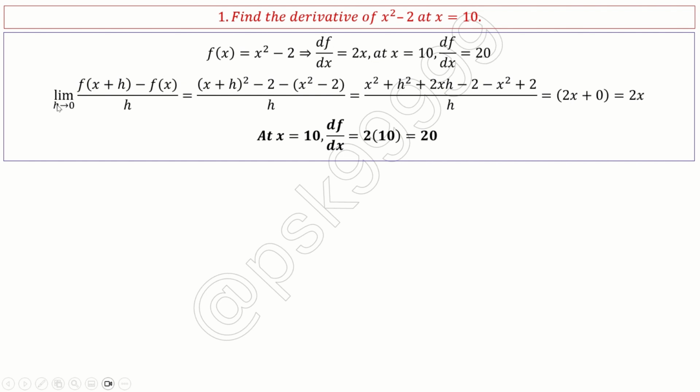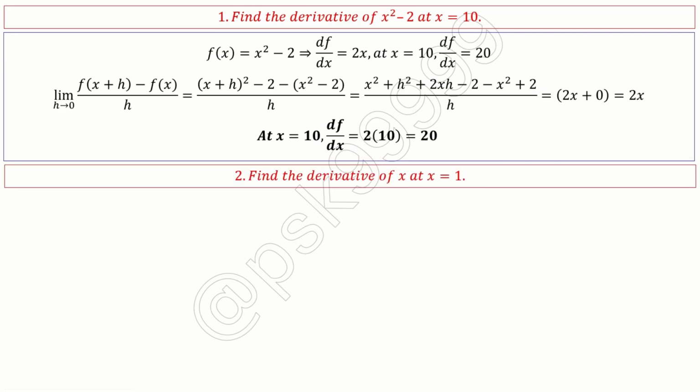If you want to solve it using the first principle of derivation, this is how you will do it. Limit h tends to 0, f of x plus h minus f of x divided by h, which is nothing but x plus h whole square minus 2 minus of x square minus 2, divided by h. Simplify it all, you will get 2x again, the same thing. And at x equal to 10, df by dx equals 20. That's the answer. All other problems you should also do. The only thing is, as you are doing it for the first time, please observe what is happening.